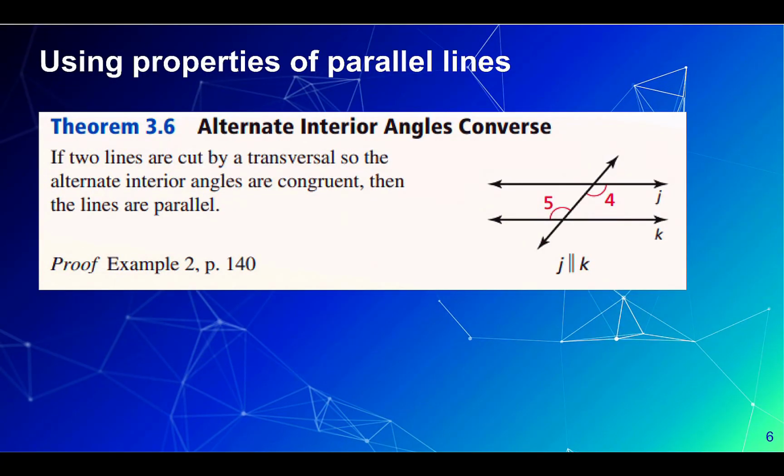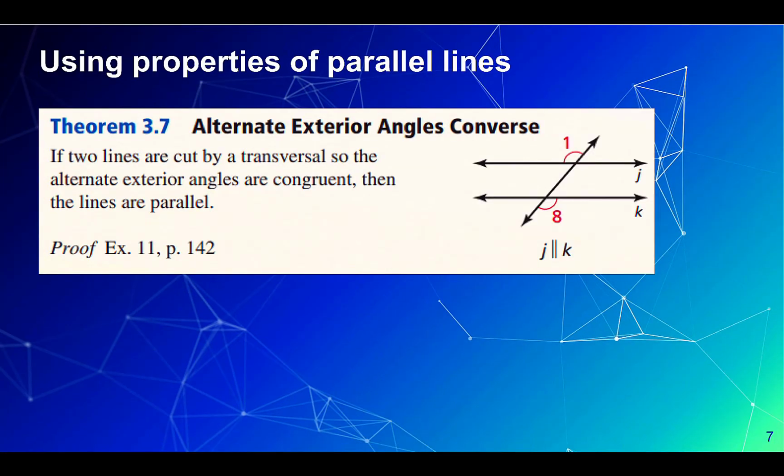We're going to do the opposite. Same for alternate interior angles. If two lines are cut by a transversal so that the alternate interior angles are congruent, then we can say the lines are parallel. So now we're starting out here: angle 5 is congruent to angle 4, therefore J is parallel to K.